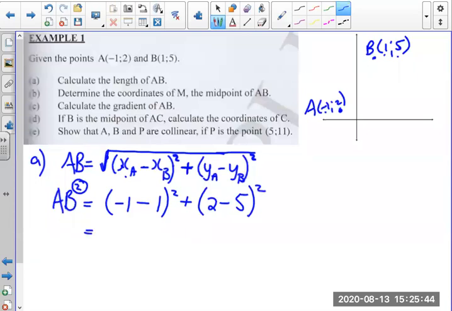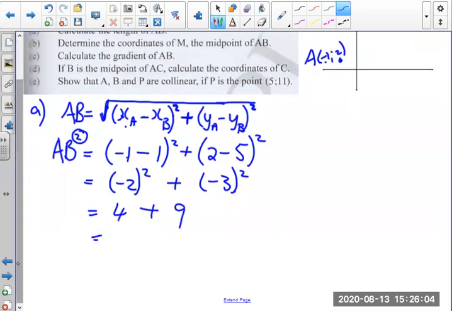So that gives me -1 minus 1 is -2, and I square it. Now you remember I said, if you square any number, it will become a positive. Now I add 2 minus 5 is -3, and I square it. So -3 squared is 9. And now I have 13. But that was AB squared. So to find AB, I just square root again. And remember, a length is always positive. It cannot be negative. Now, usually in analytical geometry, we leave the answers in surd form. So if they say nothing, just leave it in surd form.